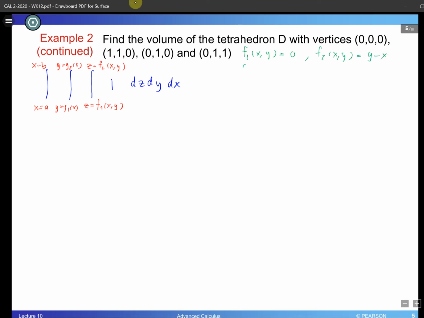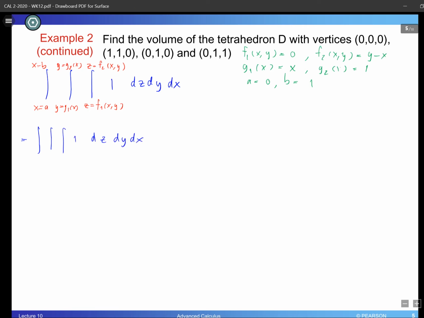Okay, and g1 of x is going to be equal to x. And g2 of x is going to be equal to 1. a equal to 0 and b equal to 1. So everything is ready. So let's work right here. Now let's put everything in. Triple integral of 1 dz, dy, and then dx.